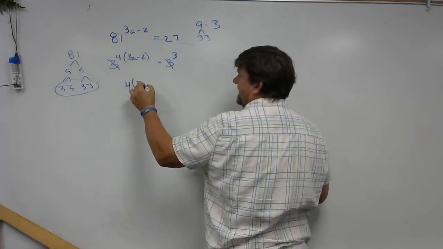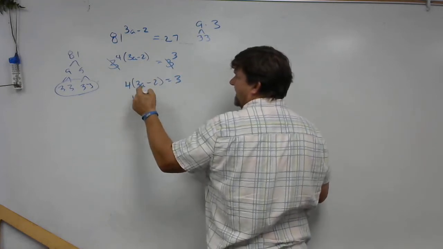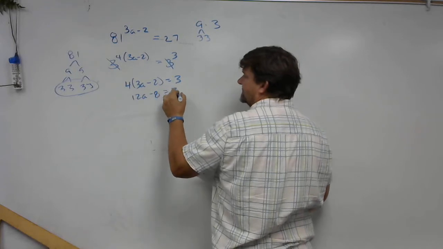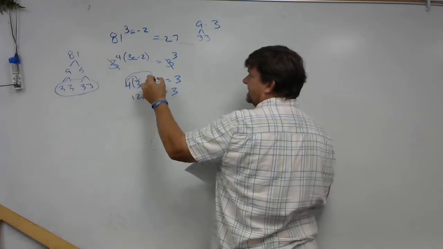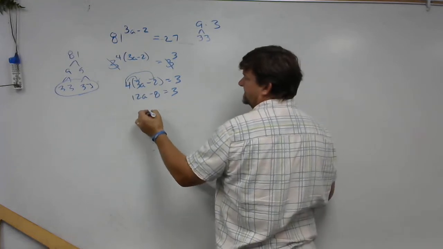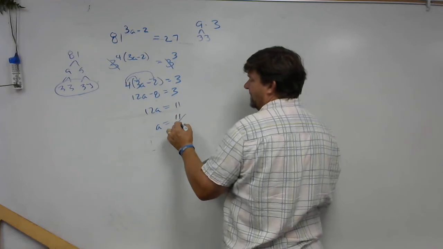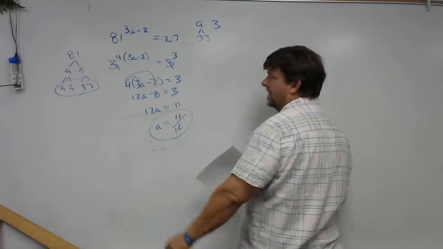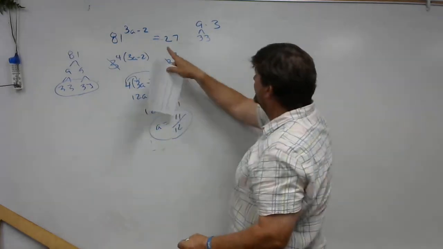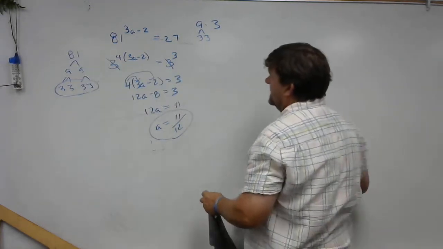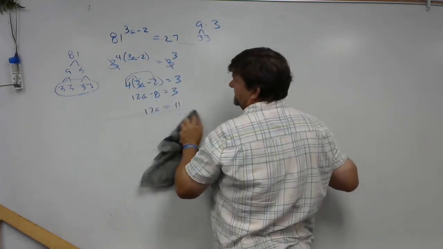4 times 3a minus 2 equals 3. 12a minus 8 equals 3. I just distributed right there, guys. Add 8 to both sides. 12a equals 11. A equals 11 over 12. So remember, we got to create the same base. That's how I did it. I broke it down here, and I broke it down there, and I made the same base. And then it just becomes the exponents.